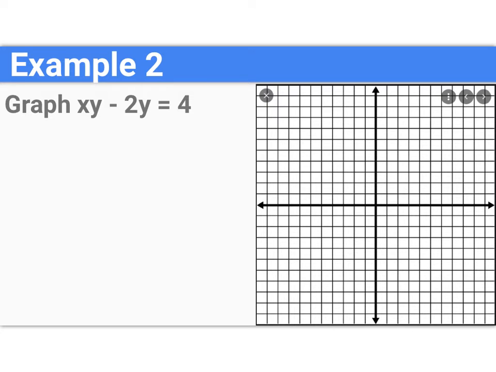All right, so graph xy minus 2y equals 4. So basically what we're going to do is factor out a y. We get y times x minus 2 equals 4. Divide both sides by x minus 2. We get y equals 4 over x minus 2. Okay, so we find the excluded value. If we set x minus 2 equals 0, we get a vertical asymptote when x is 2.